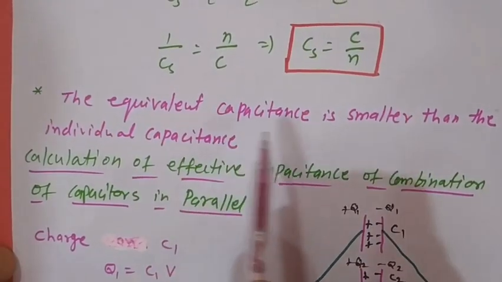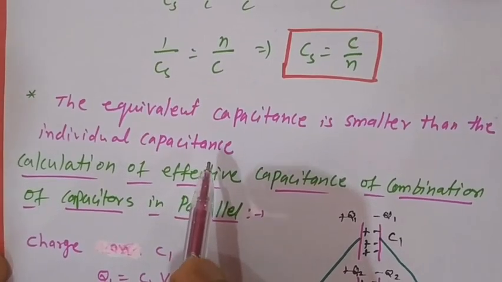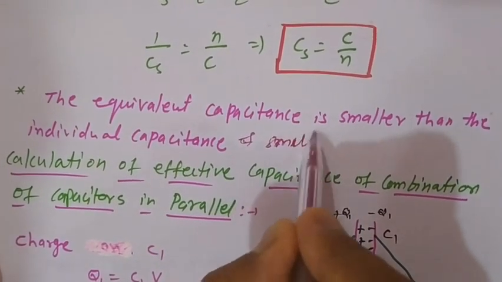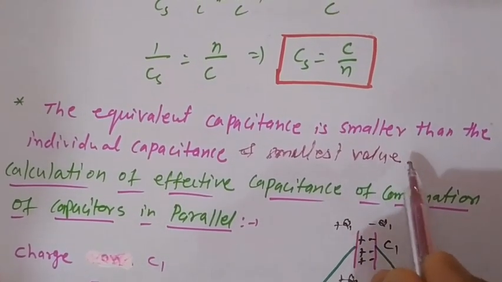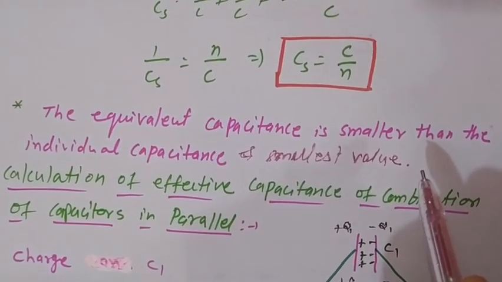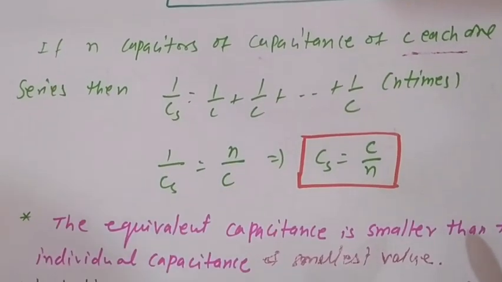The equivalent capacitance is smaller than the individual capacitance of the smallest value. Simply we can say that in a series combination of capacitors, we will get a reduced value of capacitance.